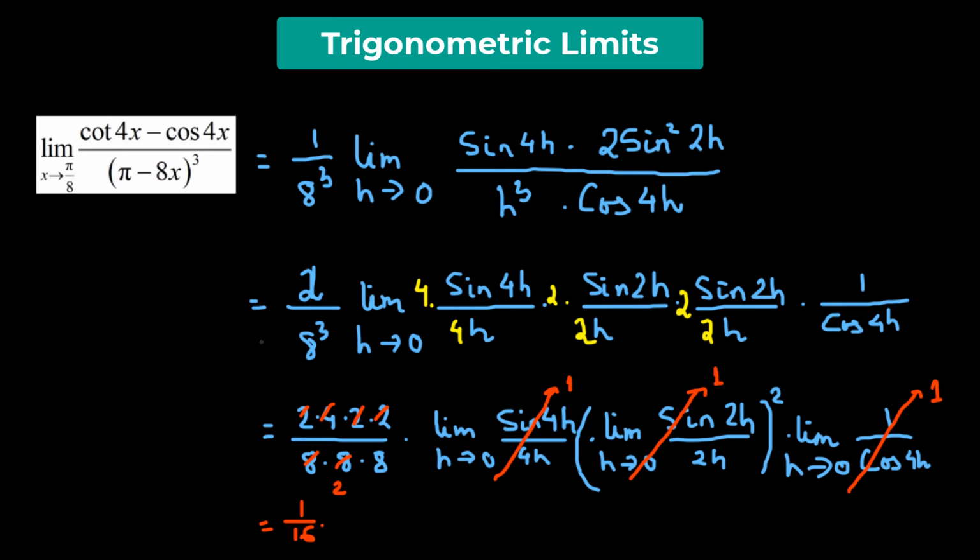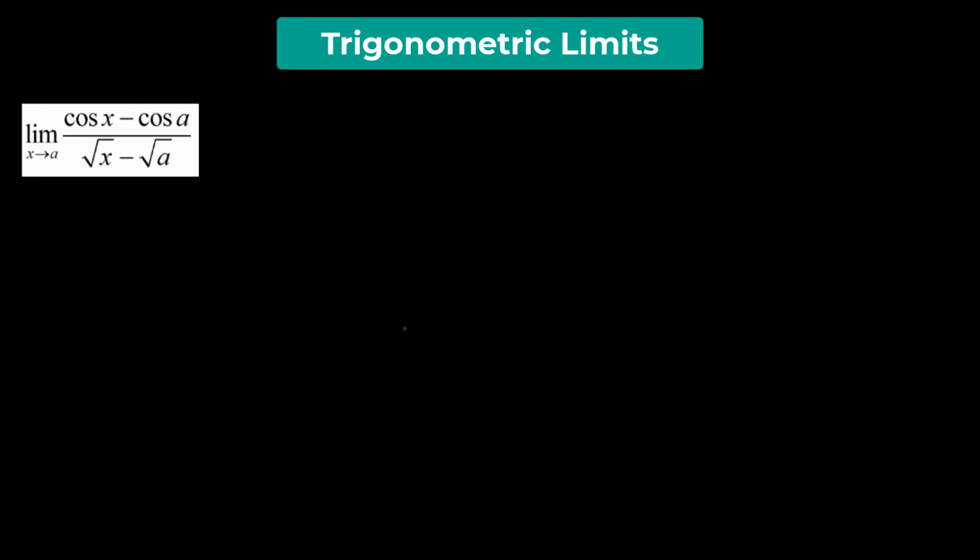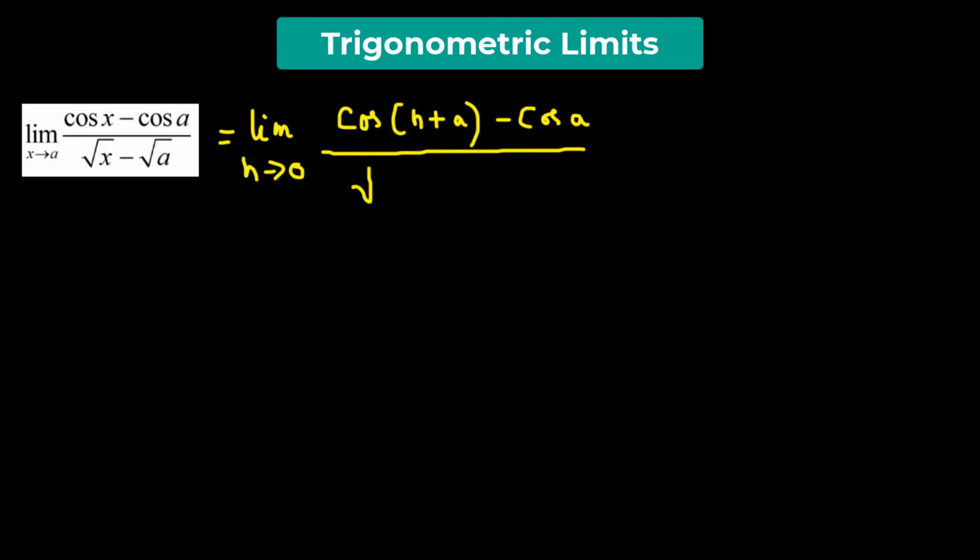Let us do another one. So here we have cosine of x minus cosine of a divided by square root of x minus square root of a. We did determine the limiting value when x approaches a. So let us begin by changing the limit from x to h. So we have h tending to 0. So the x will get replaced by h plus a, minus cosine of a, divided by square root of a plus h minus the square root of a.